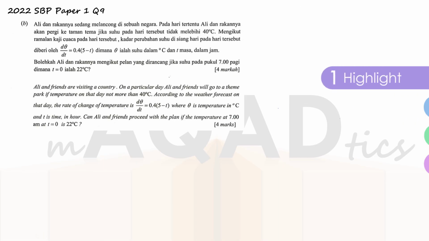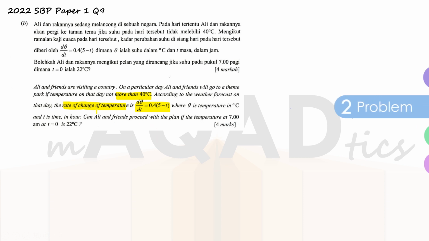Alright, moving on to part B, we have Ali and his friends going to this theme park, but they wouldn't go if the temperature on that day is more than 40 Celsius. The question gives us the rate of change of the temperature, which is this equation, meaning for every hour, how does the temperature change? The question asks, can Ali and his friends proceed with the plan if the temperature at 7 AM is 22 Celsius? So 7 AM here means t equals 0.